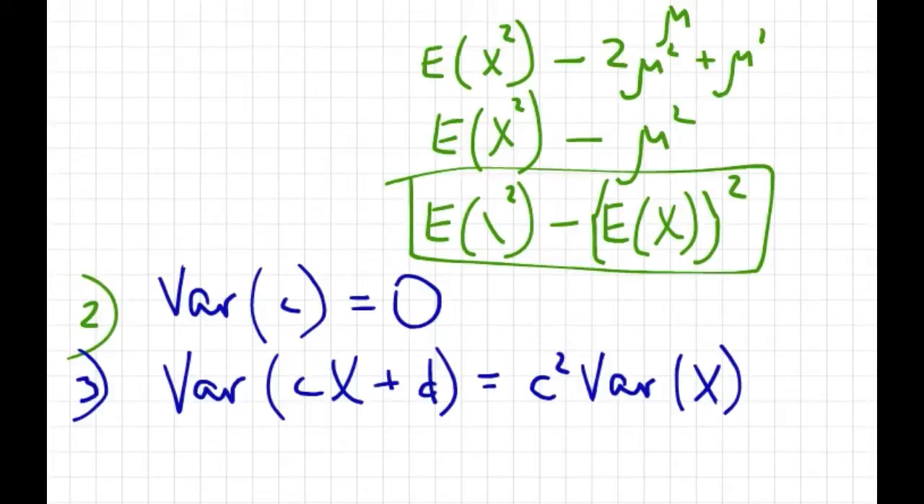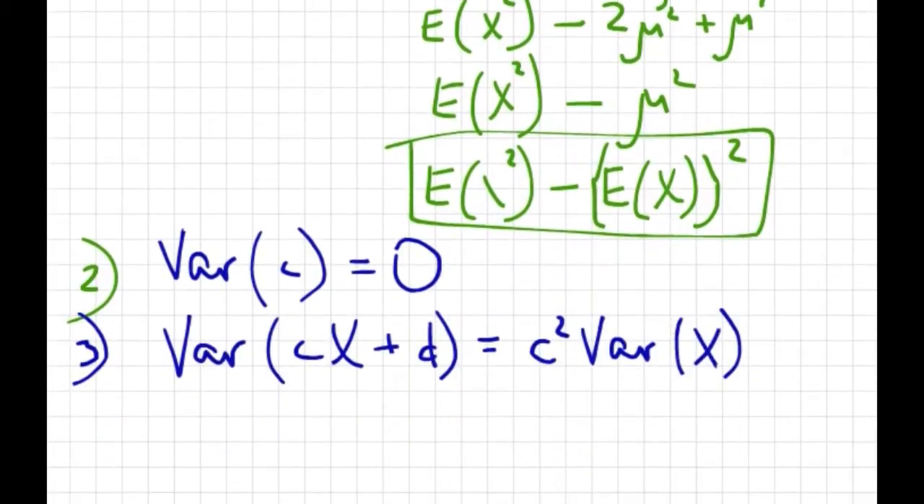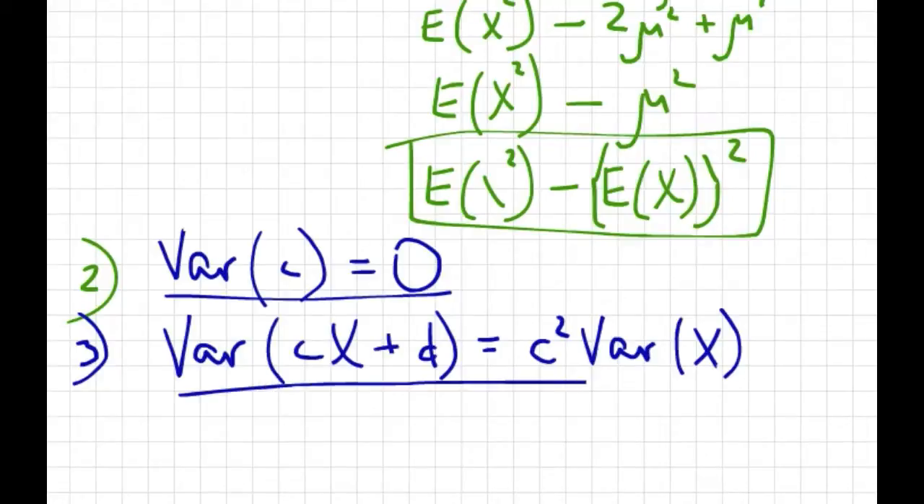So those were the three most important properties of variance. The first, variance can be written in the following form. Second, variance of a constant is 0. And variance of a linear combination of x can be written as c squared variance of x.